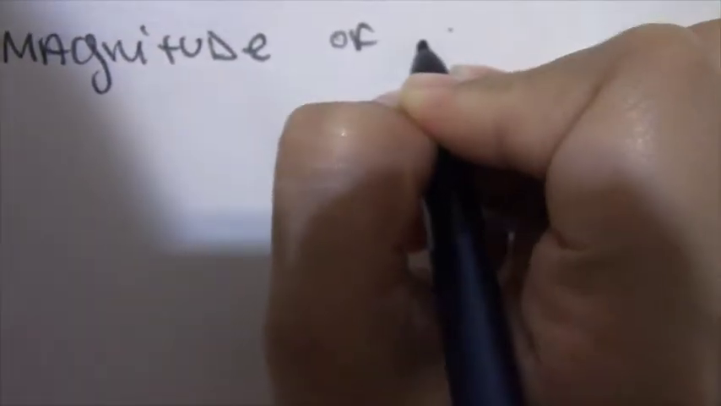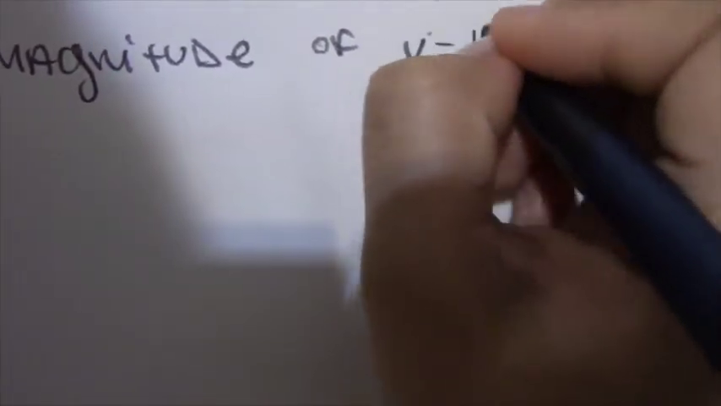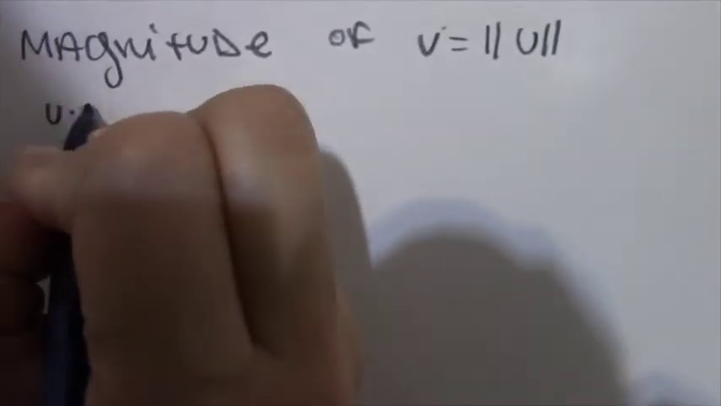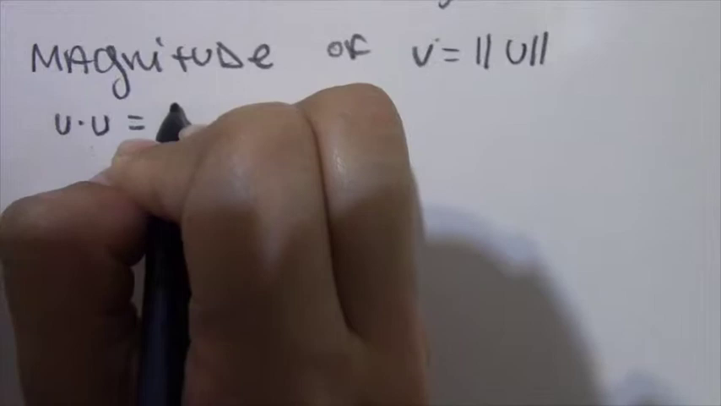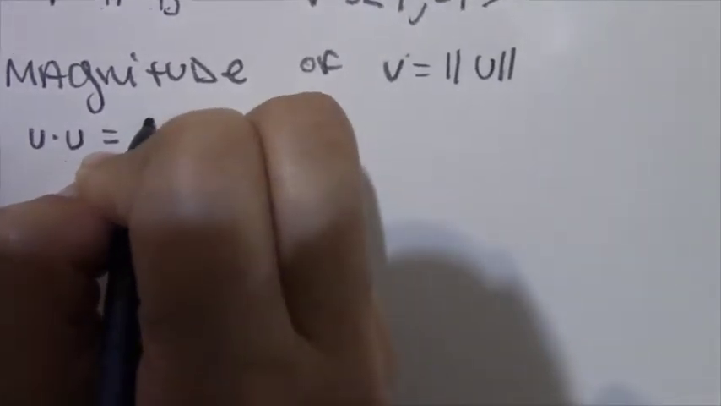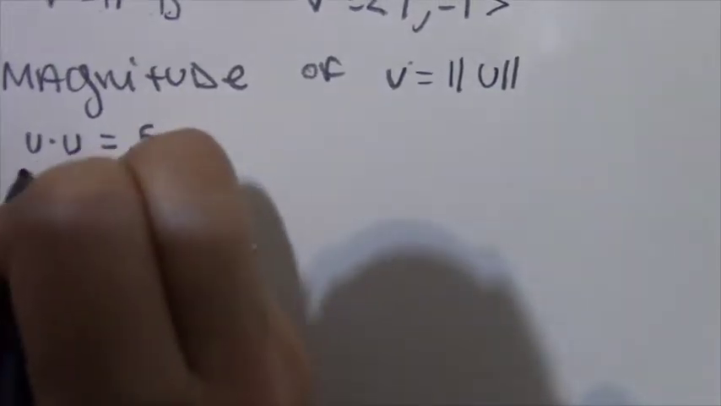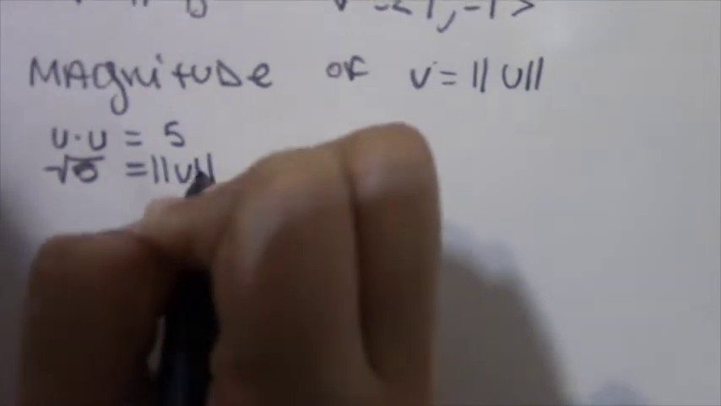To find the magnitude of U, which is basically the U with the double lines, you would have to put U times U equals 5. So the square root of 5 equals the magnitude of U.